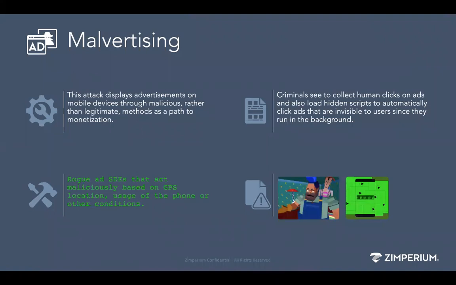And then malvertising. Again, this is similar to the clickbots, and this attack displays advertisements on mobile devices through malicious or rather legitimate methods as a path to monetization. So what they're trying to do is use your device to defraud the ad network. So they'll get human clicks on ads and load hidden scripts in the background to generate clicks that are invisible to you. So you may notice your device getting hot, or if you have a data utility on your device, it's like, wow, this app is using a lot of data. It may be something like that.